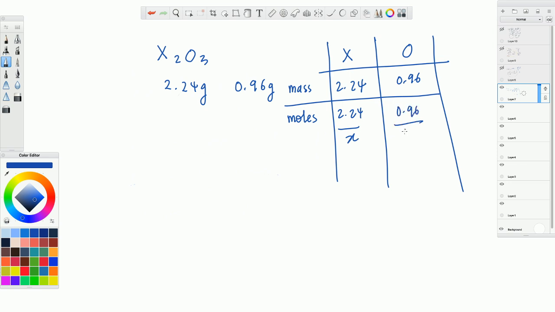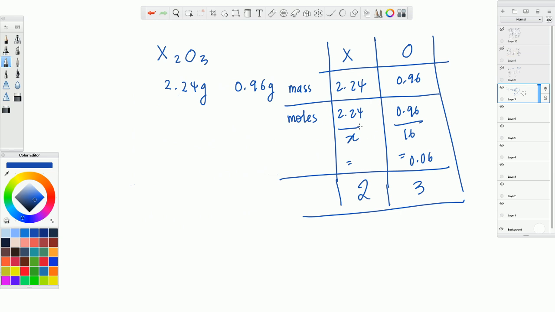Molar mass of oxygen is 16. It's given in the question. So 0.96 divided by 16 is 0.06. This one we don't know how much it is, but we do know the ratio is 2 to 3. So 0.06 to 3 is the same as whatever answer you get here, equals to x.